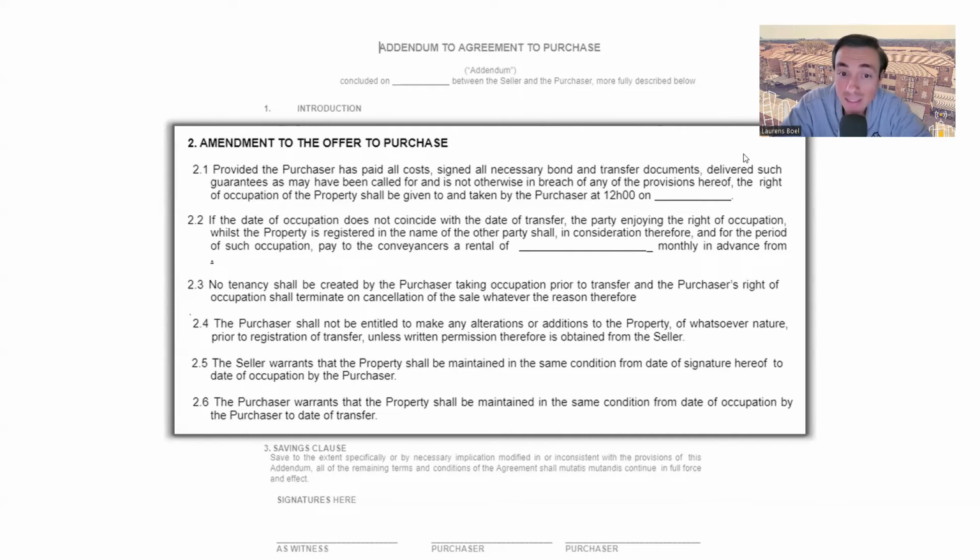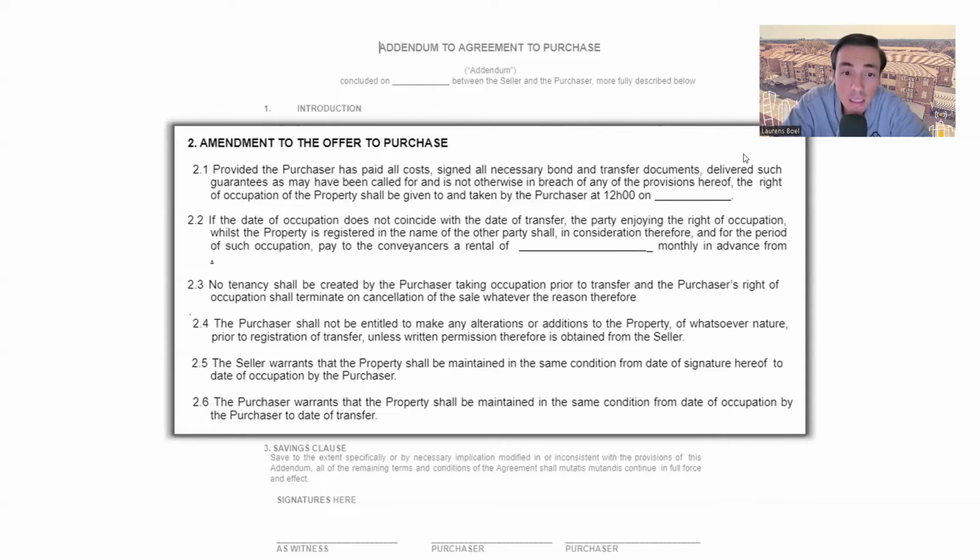"If the date of occupation does not coincide with the date of transfer, the party enjoying the right of occupation whilst the property is registered in the name of the other party shall, for the period of occupation, pay the conveyancers a rental of." That's just lawyer speak for basically saying that while the buyer is occupying the seller's property during, let's call it, 2 months before transfer happens, they're going to pay rent for those 2 months. That's known as occupational rent.